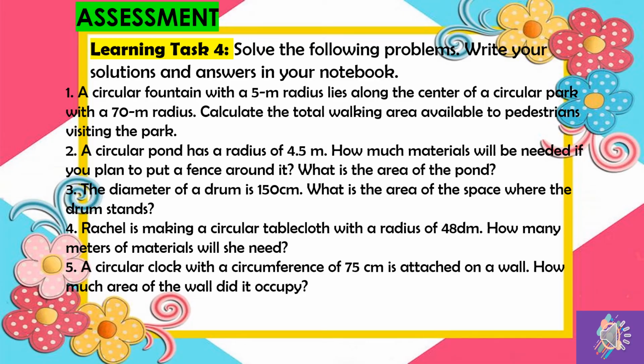Number 3, the diameter of a drum is 150 centimeter. What is the area of the space where the drum stands? And number 4, Rachel is making a circular tablecloth with a radius of 48 decimeter. How many meters of material will she need? Number 5, a circular clock with a circumference of 75 centimeter is attached on a wall. How much area of the wall did it occupy?